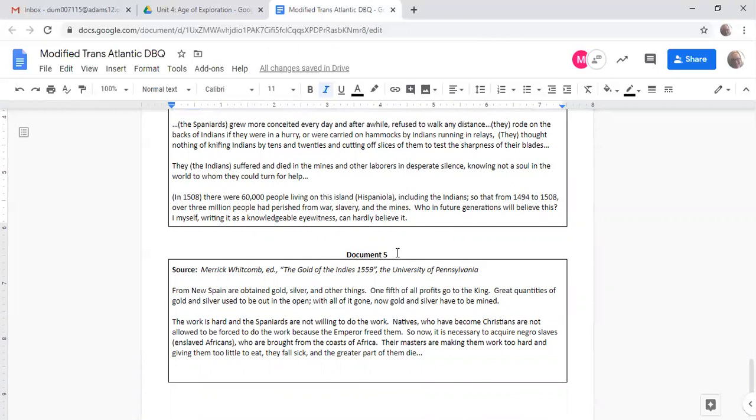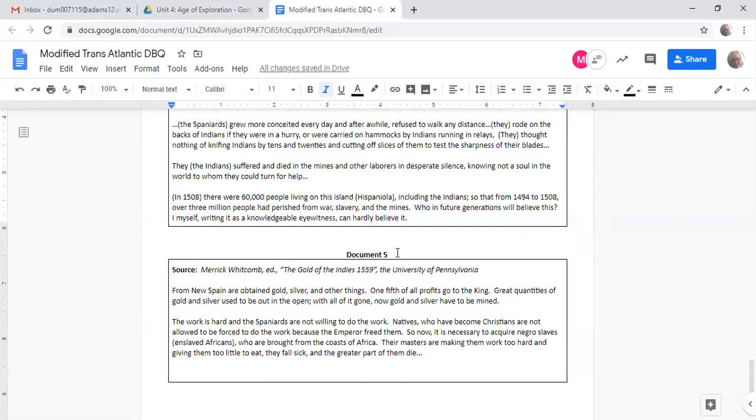From New Spain are obtained gold, silver, and other things. One fifth of all the profits go to the king. Great quantities of gold and silver used to be out in the open, with all of it gone. Now silver and gold have to be mined. The work is hard and the Spaniards are not willing to do the work. Natives who have become Christians are not allowed to be forced to do the work because the emperor freed them.